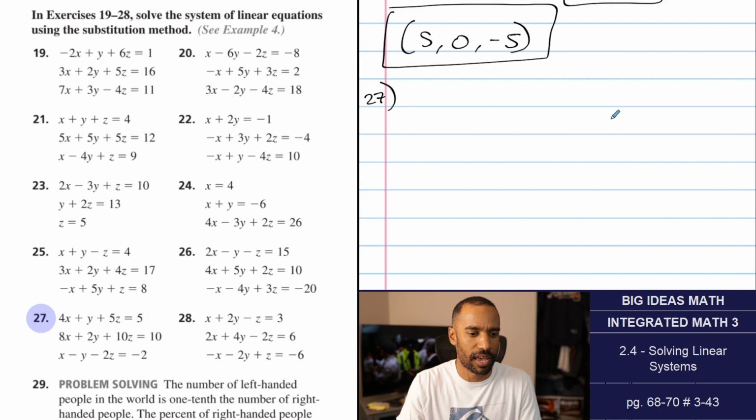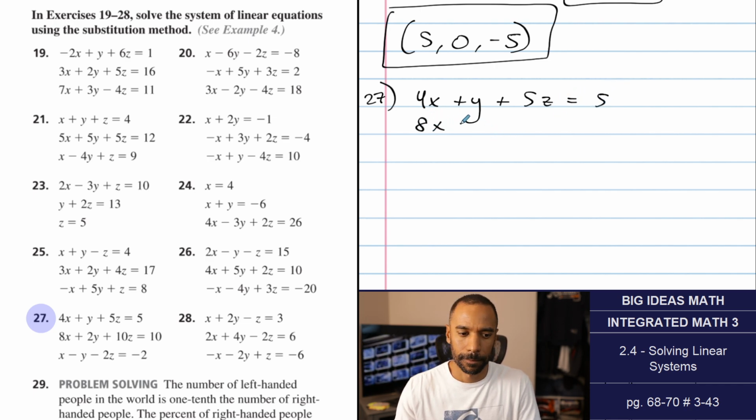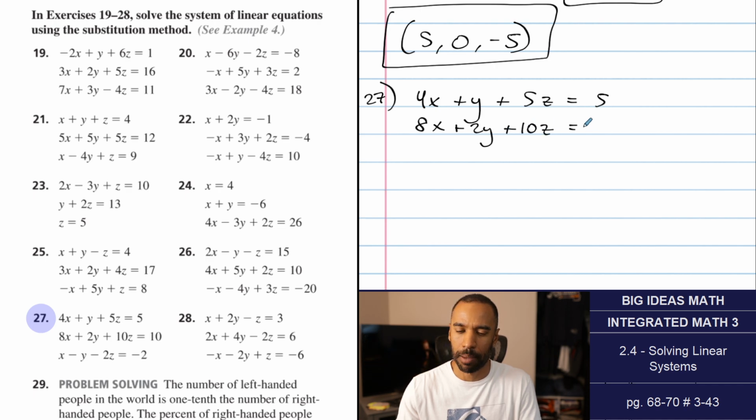So number 27, we got 4x plus y plus 5z equals 5. Oh, yeah. Now that I look at this one, this is probably an infinite solutions one. 8x plus 2y plus 10z. I'm just going to bring this up and not hide the fact of what I see here. I want you to see it with me.